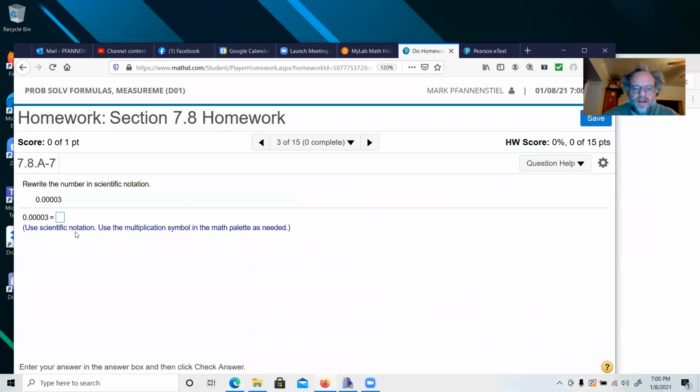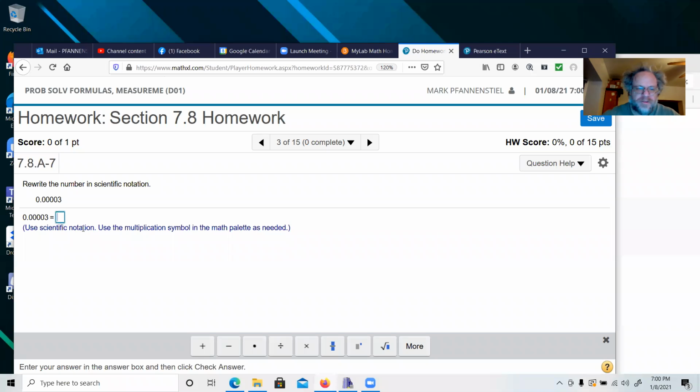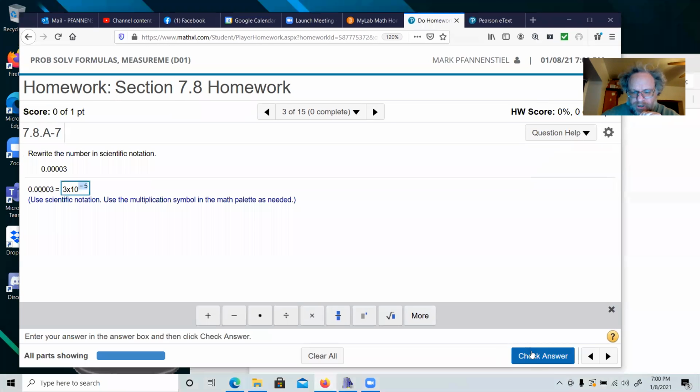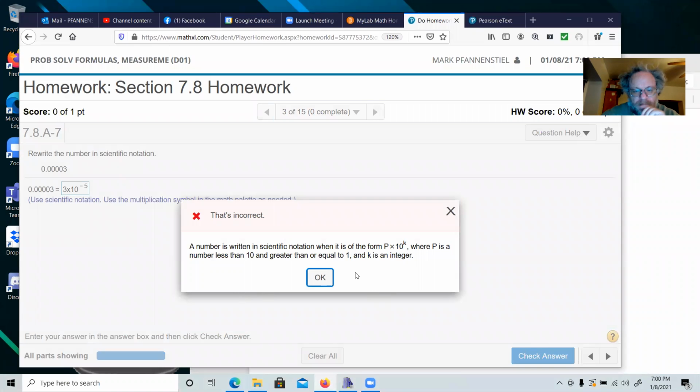Okay, so let's see. Are they going to let us do it? 3 times 10 to the -5. Are you going to allow me to check? Make sure. Did I not count this right? What are you guys doing? P is a number less than 10 and greater than 1. K is an integer. What the heck is wrong?